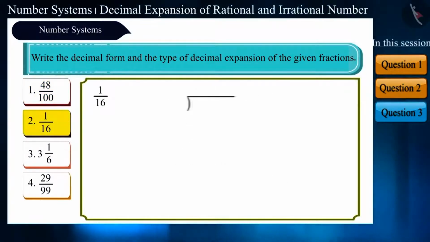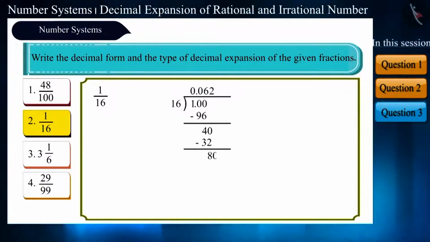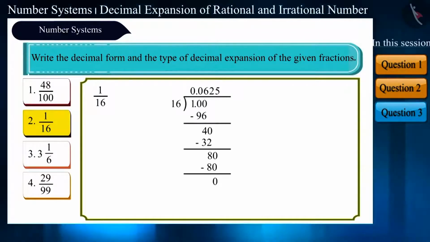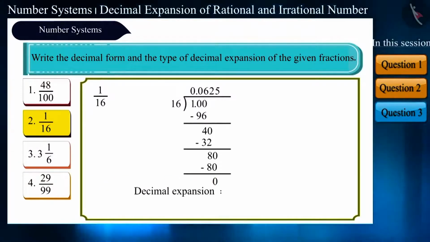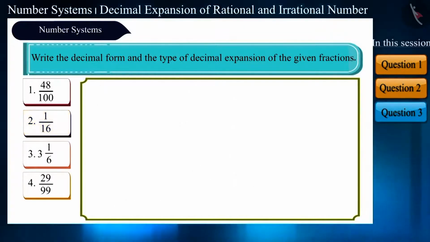1 by 16. On solving this too, the remainder obtained is 0. Its decimal expansion is 0.0625. Therefore, this is also a terminating decimal expansion.